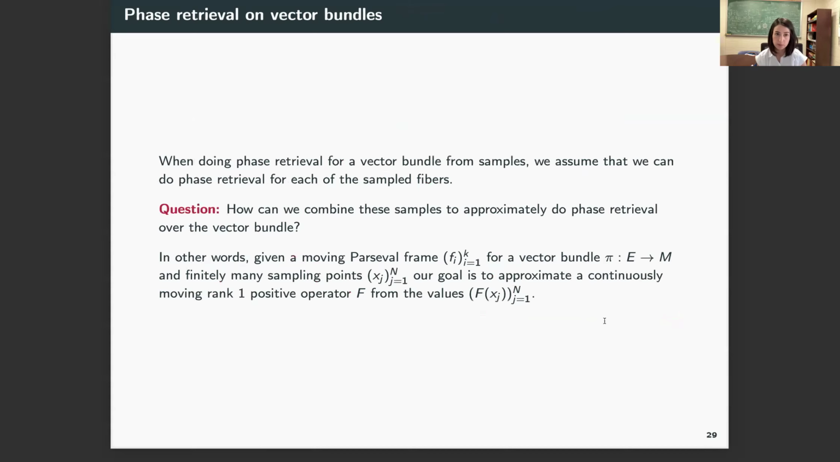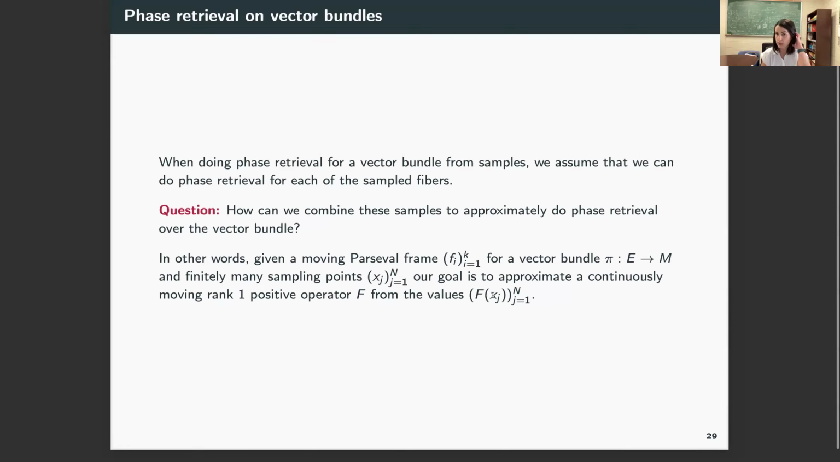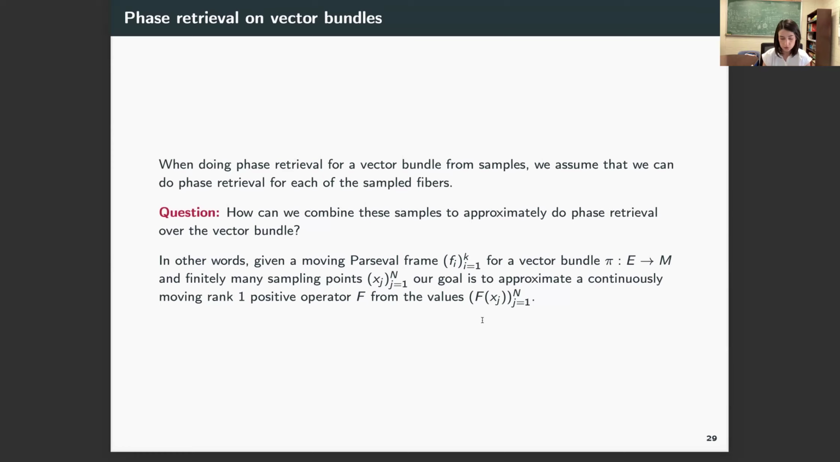And when we're doing phase retrieval for samples, we're assuming that we can do phase retrieval for each of the sampled fibers. Now, the question that we are going to ask is how can we combine the samples to approximately do phase retrieval over the whole vector bundle? In other words, if I am looking at sampling points x_j, our goal is to approximate a rank 1 positive operator F from the values F(x_j). We showed that this is equivalent to recovering this equivalence class.